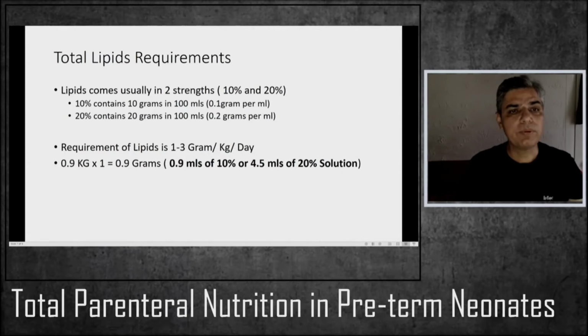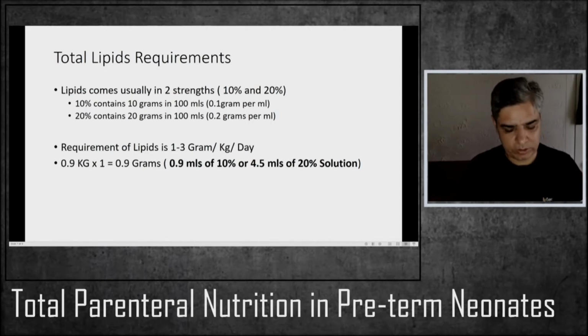Moving on to step number 3, that is calculating the total lipid requirements. Now lipids, intralipids or lipocene, usually come in 2 strengths, 10% and 20%. Again, 10% lipid contains 10 gram in 100 mils, and 20% contains double the amount, that is 20 grams in 100 mils. And if you calculate it per mil, that would be 0.1 gram in 10% and 0.2 grams per mil in 20%.